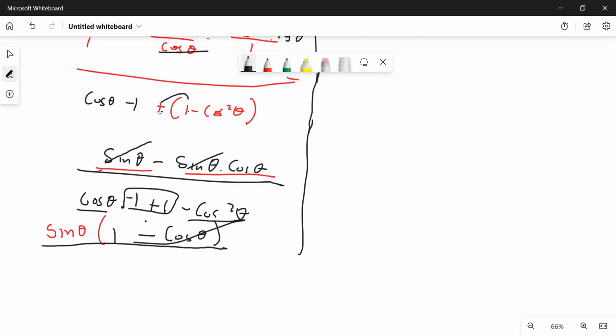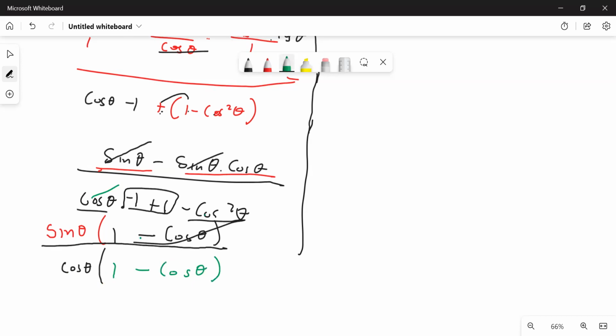Between these 2 terms, is there anything common? Yes. What's common? Cos theta. If you take out cos theta here, what do you remain with? 1. Here you are left with 1, and then you have minus. If you took cos theta out of the second term, you're going to be left with cos theta again.